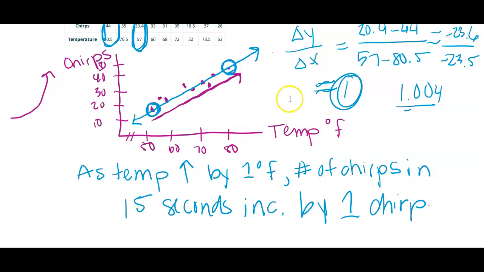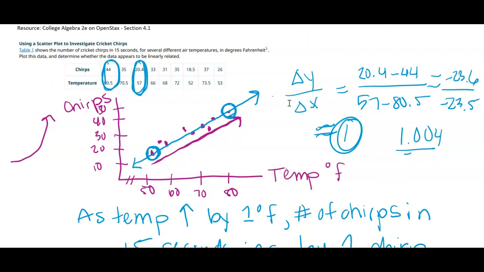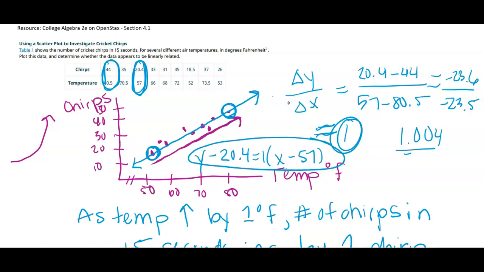And then I can write an equation for that line. I can use either one of these. So y minus 20.4 equals 1 times x minus 57. And so that might be an approximation that I could use. And that way, if I knew, like, hey, if the temperature is 60, how many chirps per minute could I expect to have? Because I have a regression line or an approximation line to model this data.